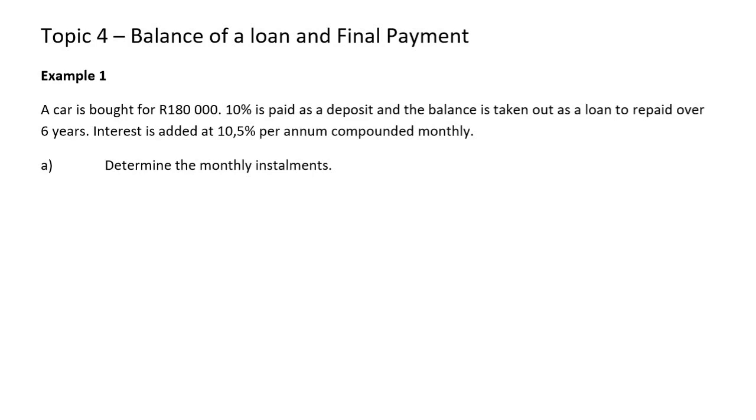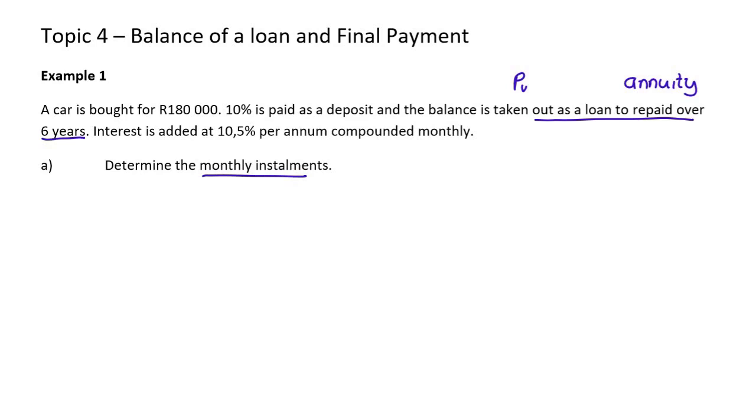Example 1 says a car is bought for 180,000 Rand, 10% is paid as a deposit, and the balance is taken out as a loan to be repaid over 6 years. So monthly installments. So immediately this is an annuity, and because it's a loan, the lump sum is in the present, so it's a present value annuity. So it says determine the monthly installments.